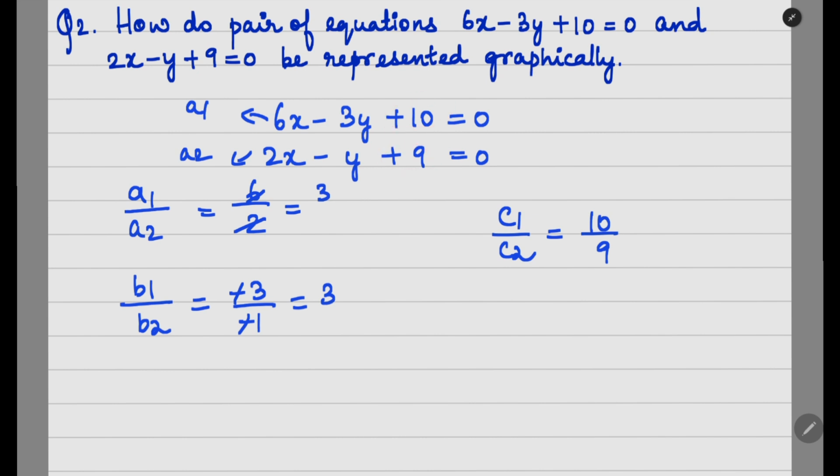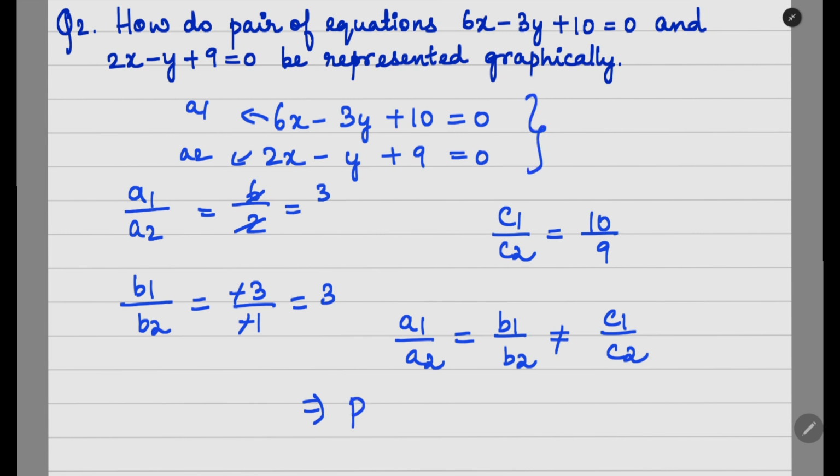Now, from all of these three scenarios, what do you understand? It is a1 by a2 is equal to b1 by b2, but this is not equal to c1 by c2. So whenever you have such a scenario, that means the lines represented by this given set of equations are parallel in nature. These are parallel lines. So this is the answer.